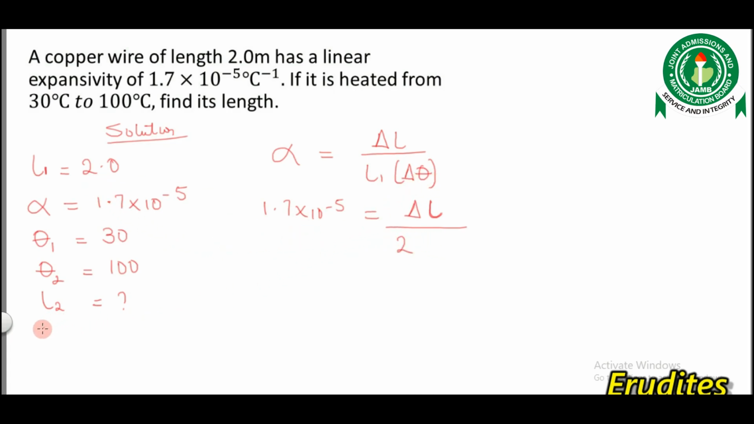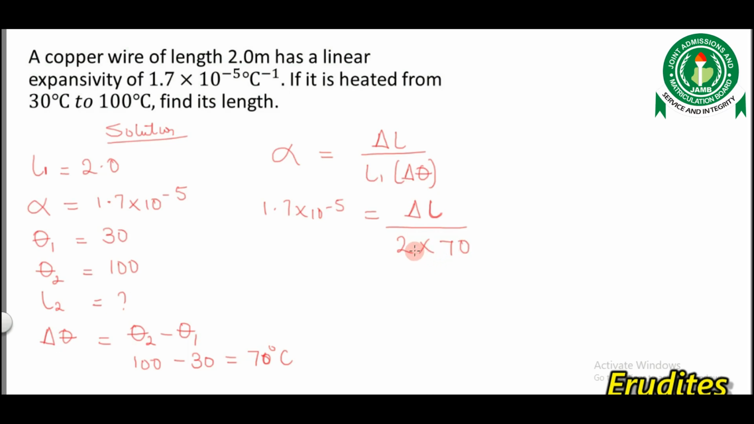Then my change in theta, delta theta, is equal to theta 2 minus theta 1. My theta 2 is 100 and my theta 1 is 30 degrees Celsius. So if I subtract this, it will be 100 minus 30 and that will give me 70 degrees Celsius. So my change in theta in this question is 70 degrees. So this will be 2 times 70.